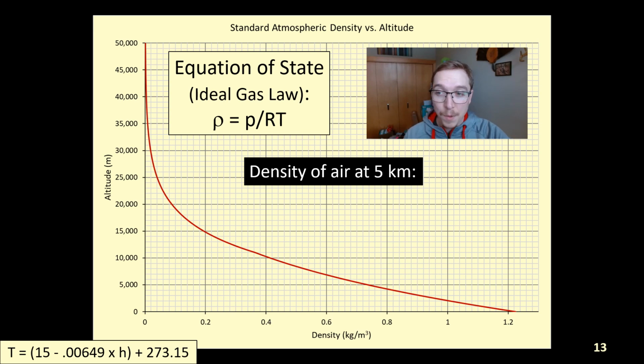All right, now let's give this one a shot. The density of air at 5 kilometers, or 5,000 meters, is equal to what? Go ahead and pause the video and see if you can figure it out.